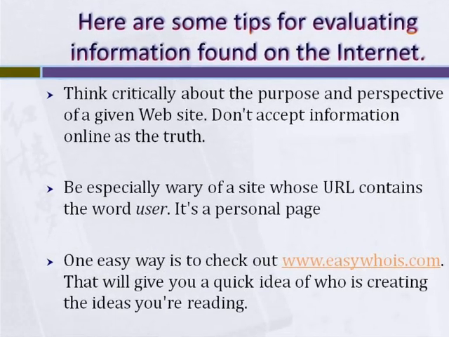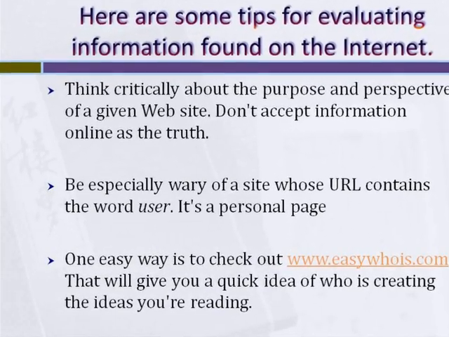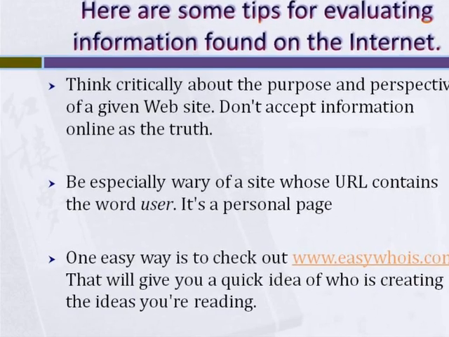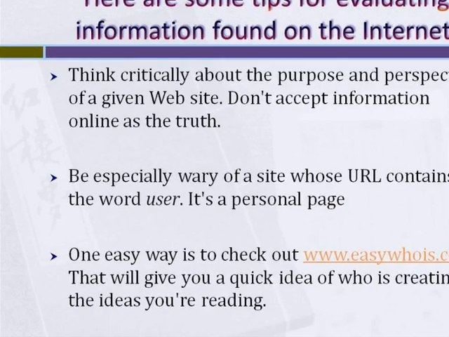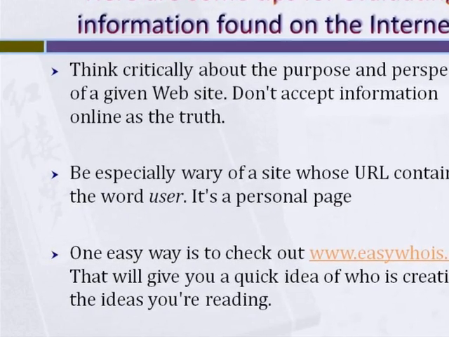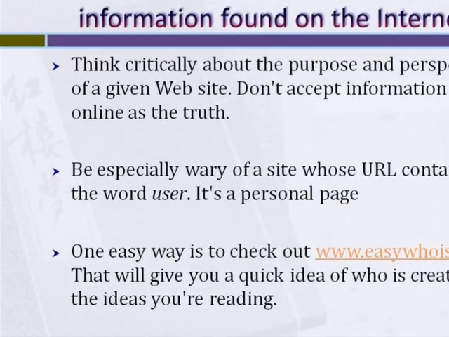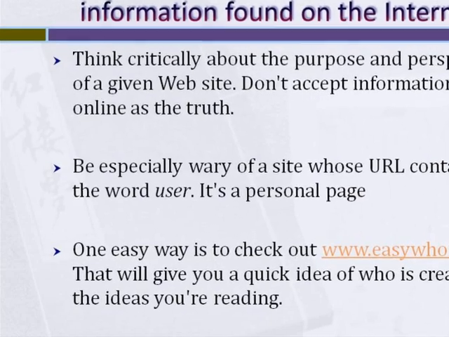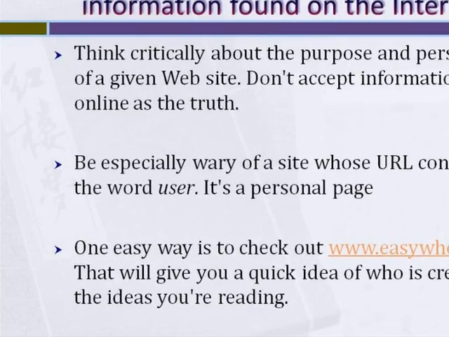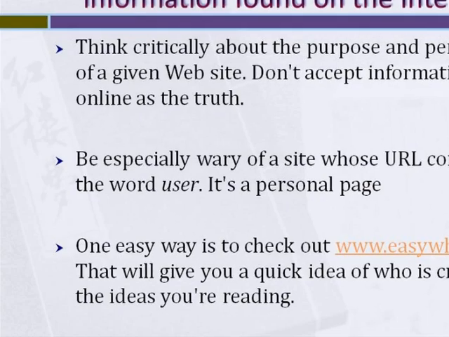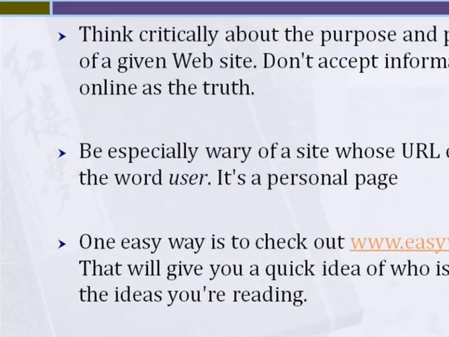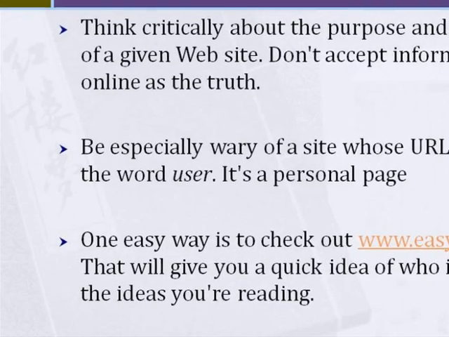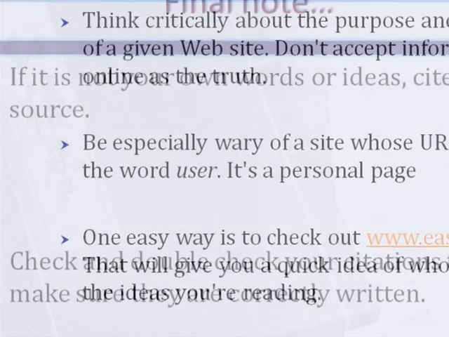Here are some tips that you can use for evaluating information you find on the internet. Think critically about the purpose and the perspective of a given website. Don't always accept information online as the truth. Be especially wary of a site whose URL contains the word user. This means it's a personal page. And finally, you can always use the website easywhois.com. This website gives you a quick idea of who's creating the ideas you're reading.